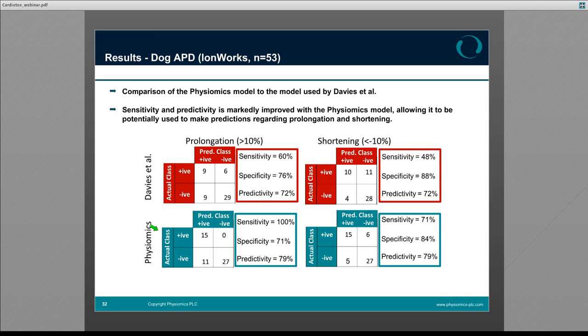Now, as you can see from the Physiomics model, our sensitivity is remarkably improved compared to the Davis et al. model for testing prolongation. And our sensitivity for shortening is also improved. So this may allow the potential to use this model, if calibrated correctly, to make predictions regarding prolongation and shortening, which is where the model developed by Davis et al. could not be used.